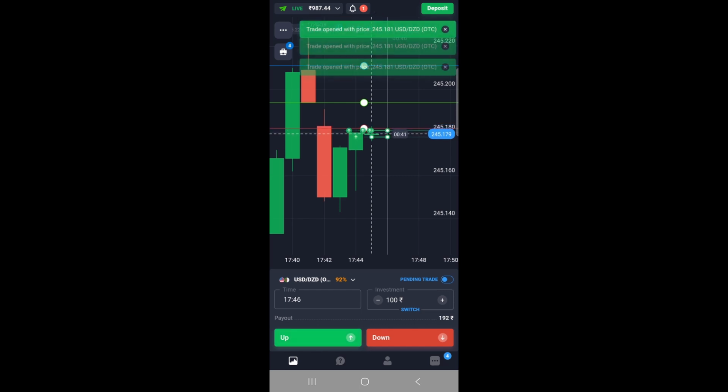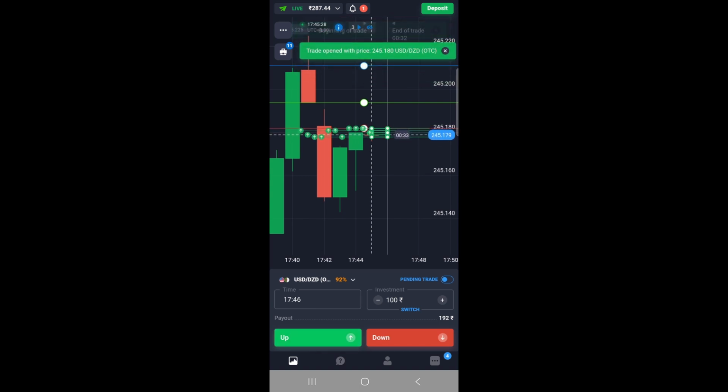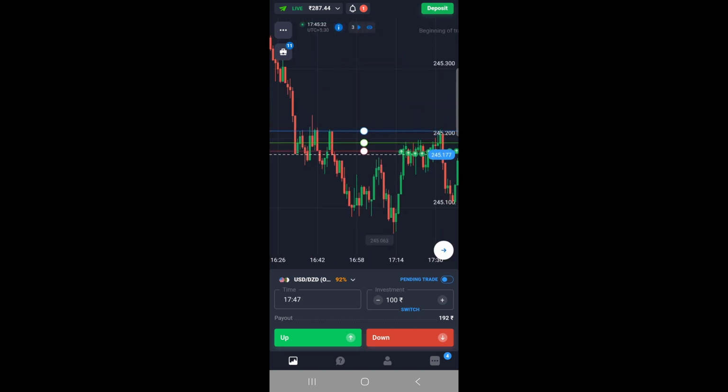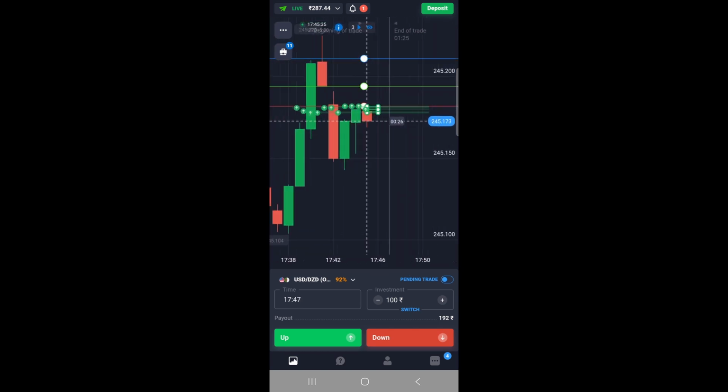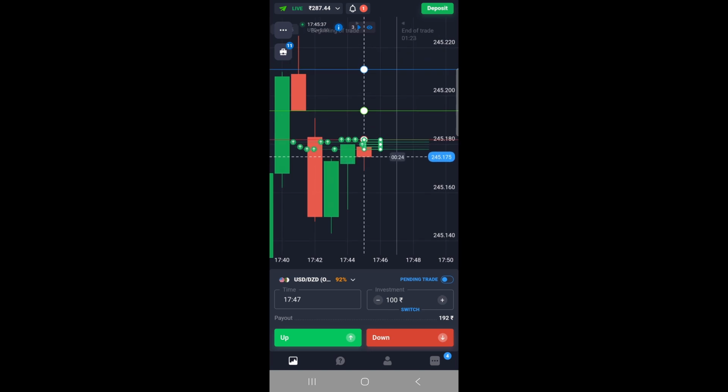So I have placed some trades here in upward direction in USD DJD because the reason was very simple. Here our pattern was formed and I have used the trade. I have placed the trade after the MTG. That's why I placed trade.